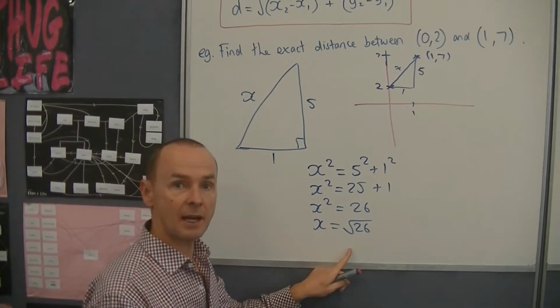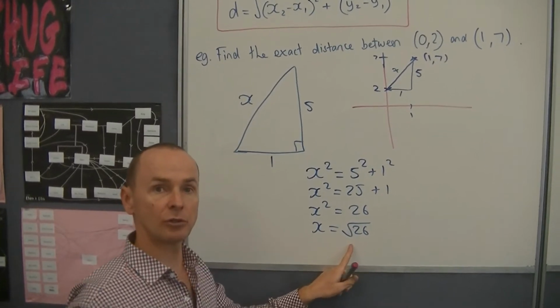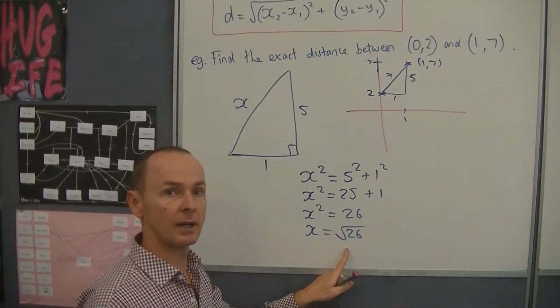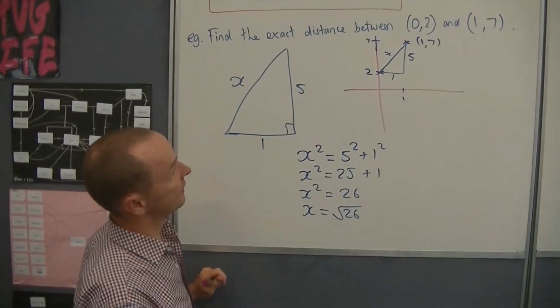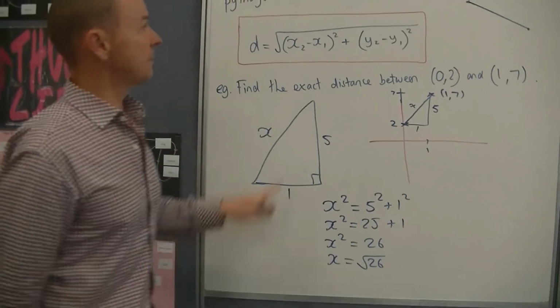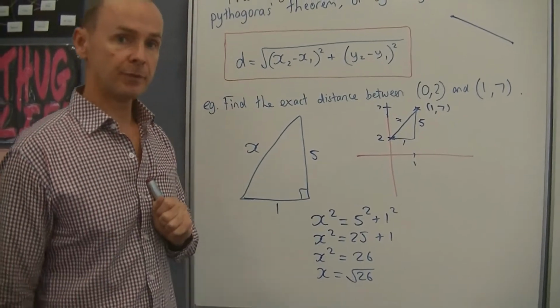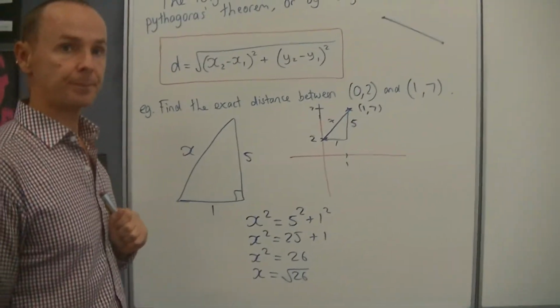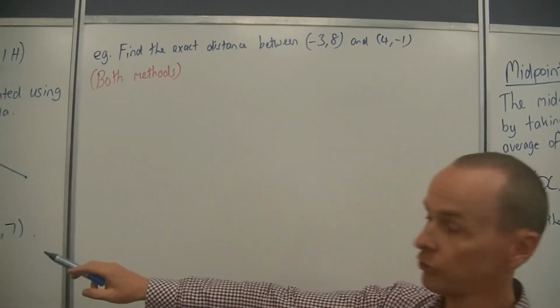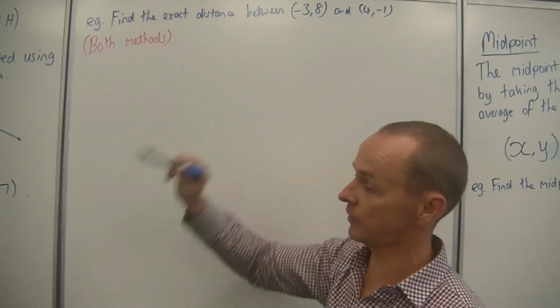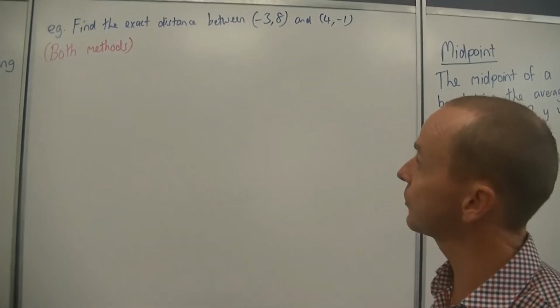Now that is an exact answer. If it says round it to 2 decimal places, then you'd use your calculator. But so far we haven't needed to use a calculator at all for this. And there's your answer. You can do the exact same method with the next question, which I'm going to do in a minute. The question actually did say find the exact distance, so we leave it as root 26 for the last one.